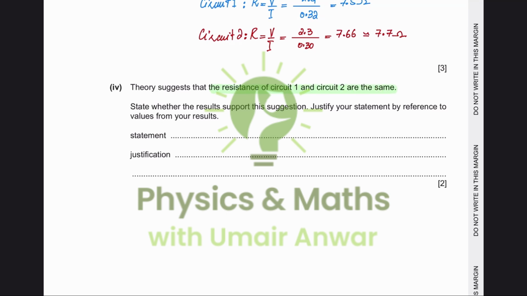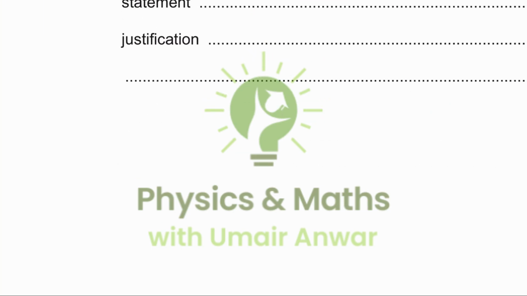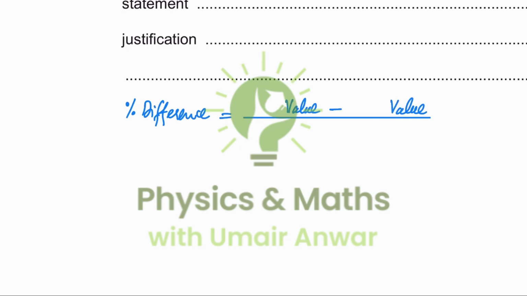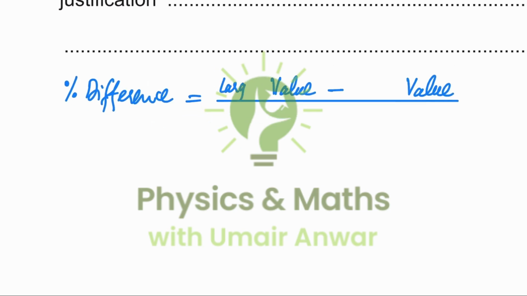State whether the results support this suggestion. Justify your answer by reference to the values from your results. So whether the two values are the same or different, we have to check this by finding their percentage difference. For finding the percentage difference, the technique we use is we take the larger value and subtract the smaller value from it.